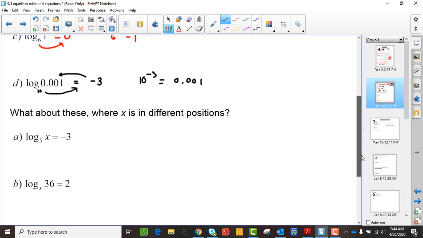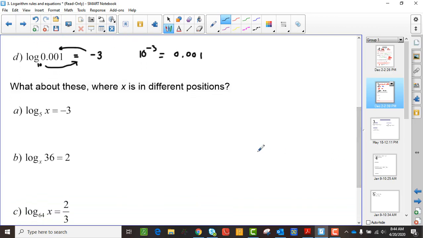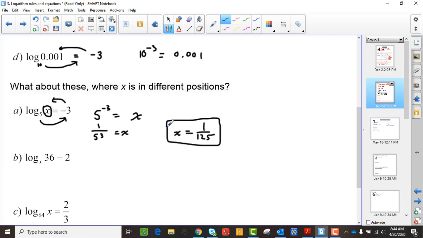Now, down here, we're going to change the x around a little bit and say, what about if x is here? Well, if x is here, what we need is to follow the same procedure, that 5 to the minus 3 then is equal to that x. Now 5 to the minus 3 is 1 over 5 cubed, and then finally 5 cubed is 125. So this is going to be 1 over 125 as my final answer.